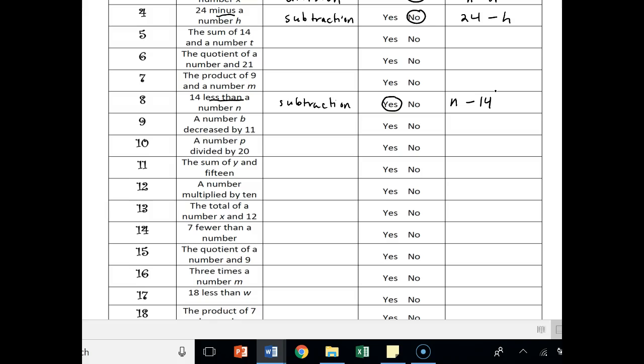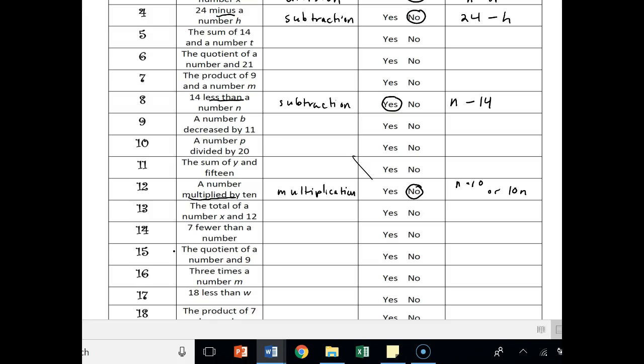Let's go to number 12. A number multiplied by 10. So multiplied by is our keyword, multiplication. That's not one that we flip, and it's a number multiplied by 10. So actually this is, you could either say n times 10, or you could say 10n. Remember that this means multiplication. A number coefficient right next to a variable means multiplication.